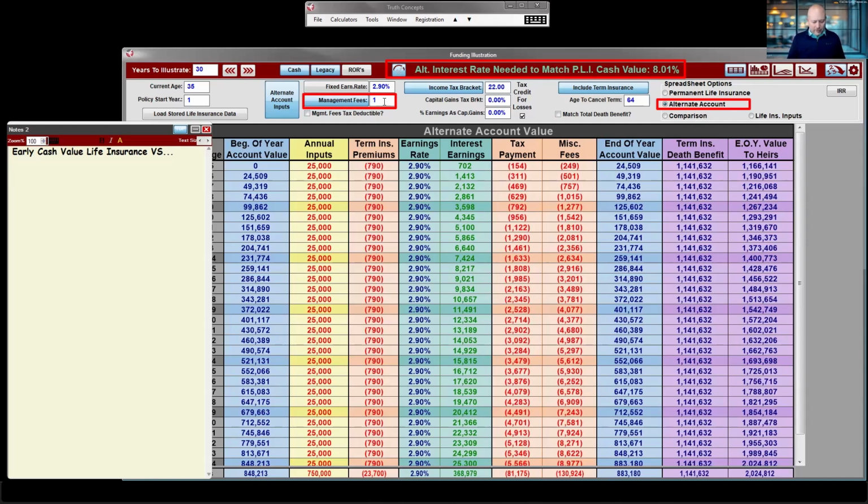We also see 1.5% modeled quite a bit. That would be 8.72% you'd have to get every year for 30 years to match the growth. So that's the thing you need to factor in: taxes, term insurance, and fees.